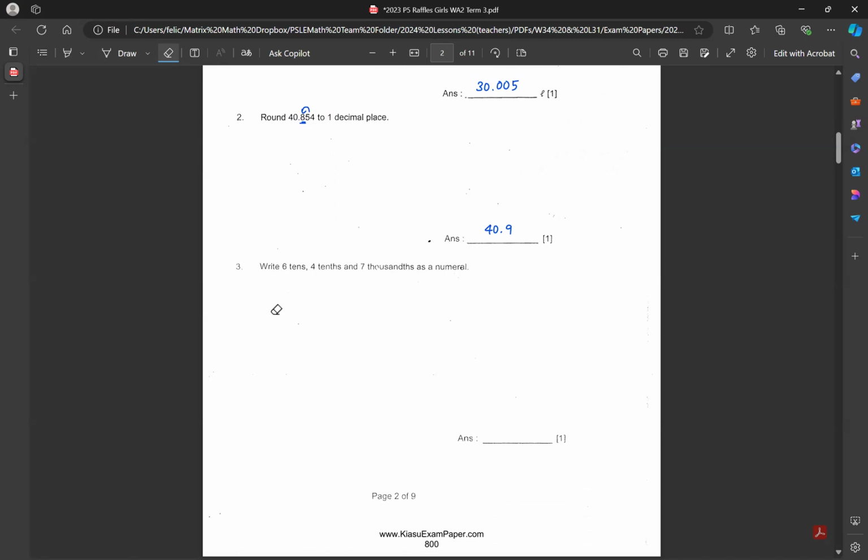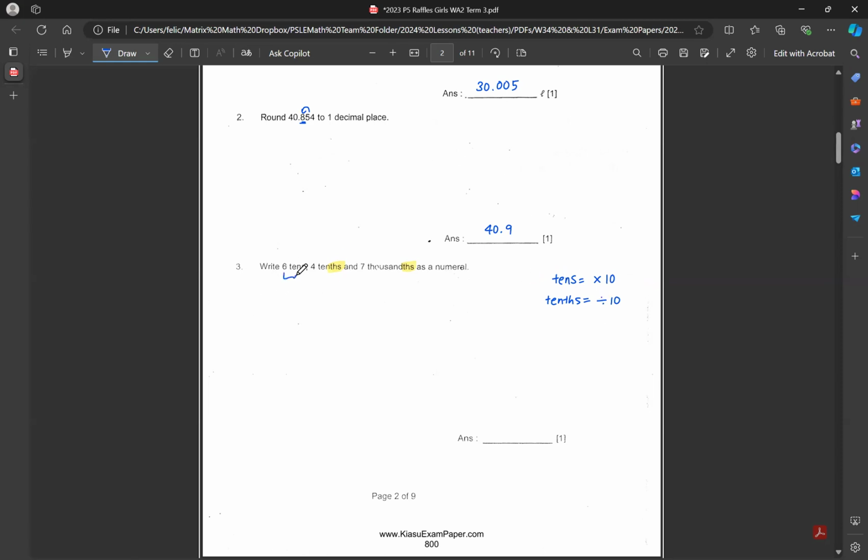Now the next one: write 6 tens, 4 tenths, and 7 thousandths as a numeral. I want to highlight something. Notice this has THS, THS, but for the first one, it doesn't have THS. It's just a normal tens. When we say tens, it means something times 10. If you say 3 tens, it means 3 times 10, 3 sets of tens. But when we say tenths with a TH, it's the opposite. It's a division happening. So just take note of this.